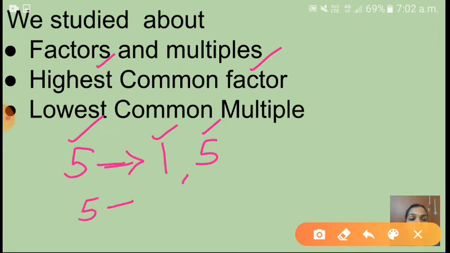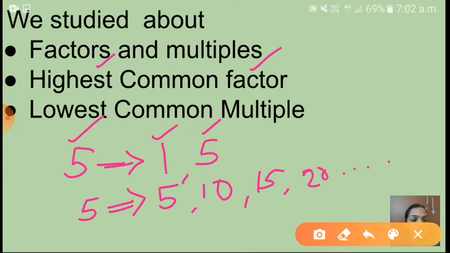Can you list now the multiples of 5? Multiples of 5. Can you say the fifth table? 5 ones are 5. 5 twos are 10. 5 threes are 15. 5 fours are 20. These are the multiples. Okay. So I hope you understood now what is meant by factors and what is meant by multiples. So if I give one number, can you list the factors and multiples of that number?